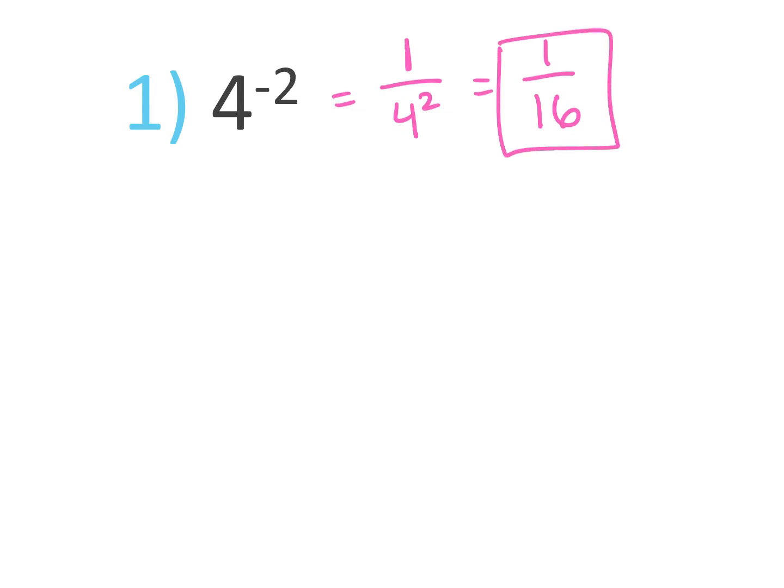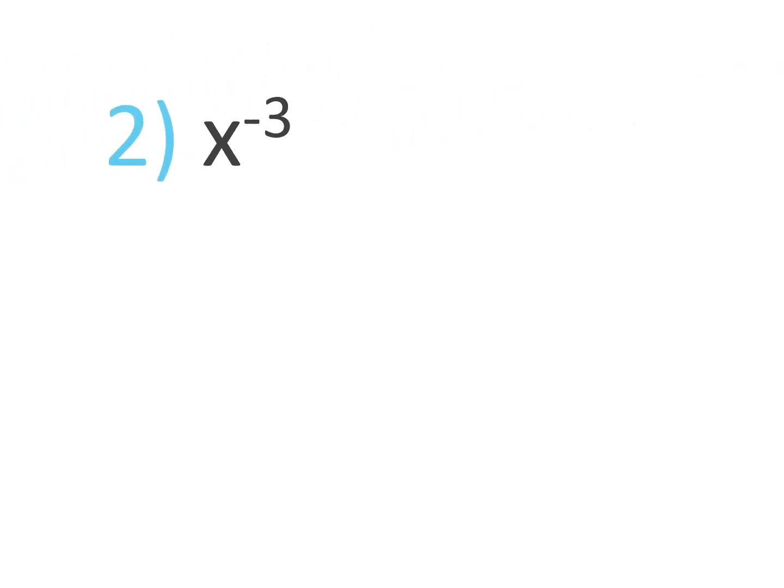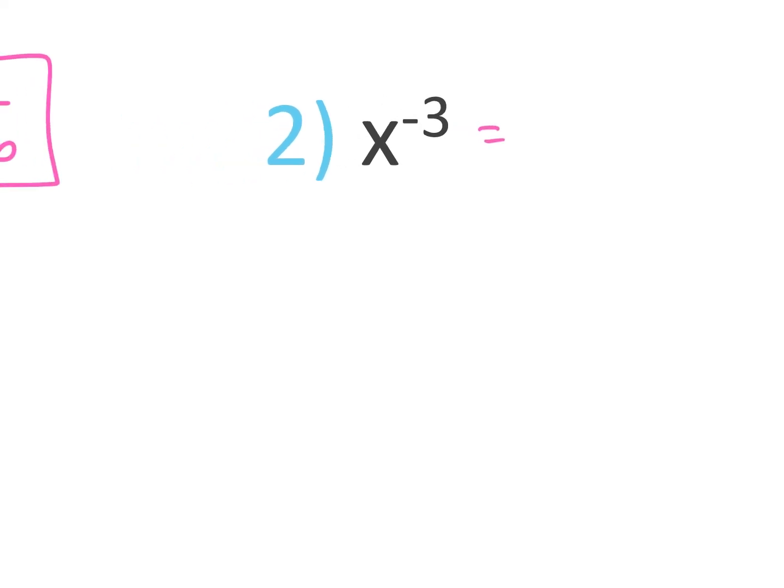All right, let's take a look at 2. How do I make the exponent positive? Put it on the bottom. So what would go on top? 1. And what goes on the bottom? X to the third power. So 1 over x to the third power.